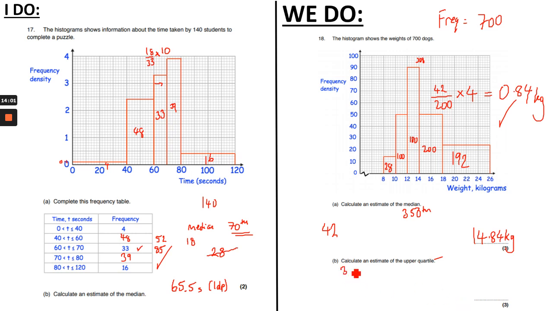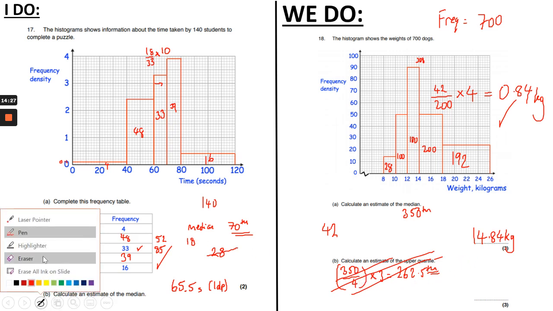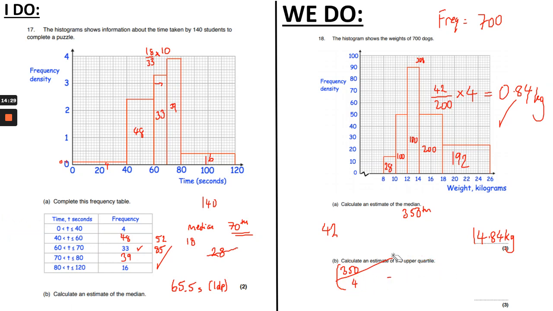Now the upper quartile, well, if we do 350 divided by 4, that gives me the lower quartile. And then I need to times that by 3 because I want to work out the upper quartile. So the upper quartile is going to be the 262.5th person. Okay, so no, it's not. What have I done here? I've done 350. Now we've got 700 people, haven't we?